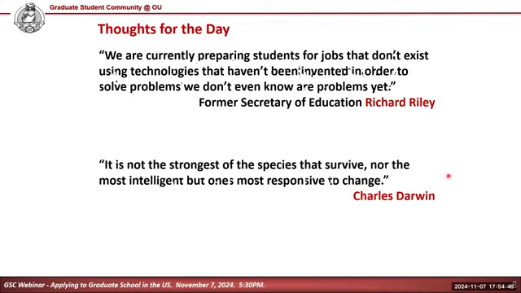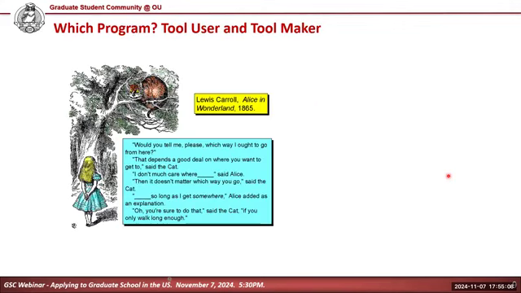The key thing, the reason for getting a graduate education, is to learn how to be responsive to change, how to adapt. And the speakers who went ahead of me mentioned the idea of not being stuck, being adaptable, having perseverance, being flexible, etc. I want to tell you a little story, and it is from Alice in Wonderland.